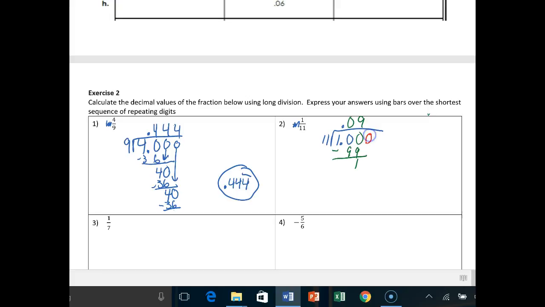Put another 0, bring it on down. Does 11 go into 10? No, it doesn't. So there's another 0. Put another 0, bring it on down. Does 11 go into 100? Yes, it does. 9 times. We get 99 with 1 left over. So this is just going to repeat over and over again. So what's my answer? It's 0.0909. And you can put a repeat sign over the last 09.